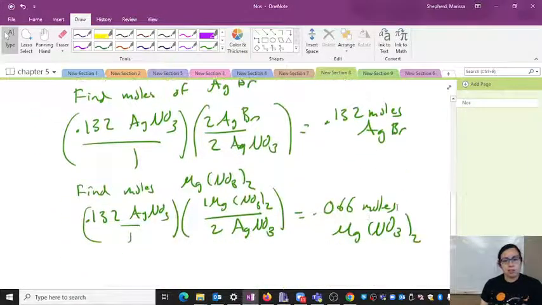Yeah, so 0.066 moles for the magnesium nitrate and then 0.132 for silver bromide. And of course, we could convert that to grams.